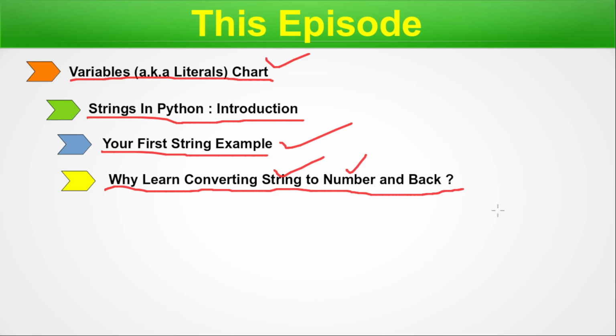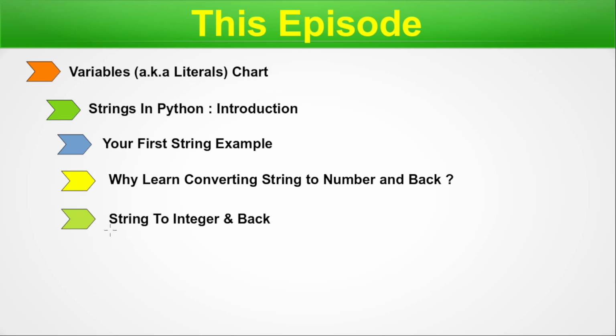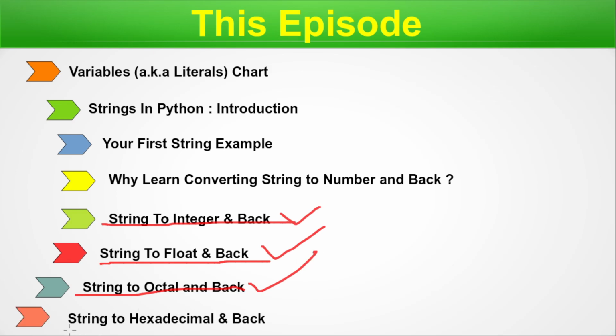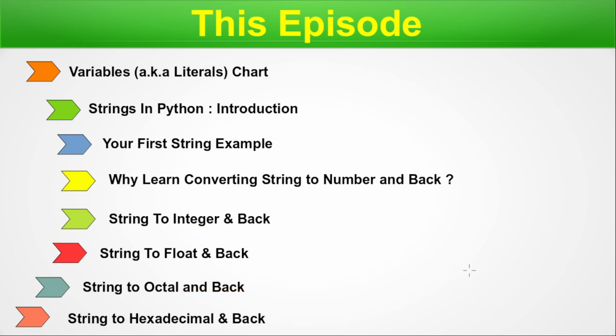With respect to Python in VLSI, we will talk about the importance of converting string to number and back in VLSI. Next, we'll go for a detailed example for the conversion of string to integer and back. Next, we will cover string to float and back through example. Next, we will talk about conversion of string to octal and back. Next, we'll cover the string to hexadecimal and back. And whatever significance we discuss here in this point will be exemplified through these next 4 slides. Without any further delay, let's begin.